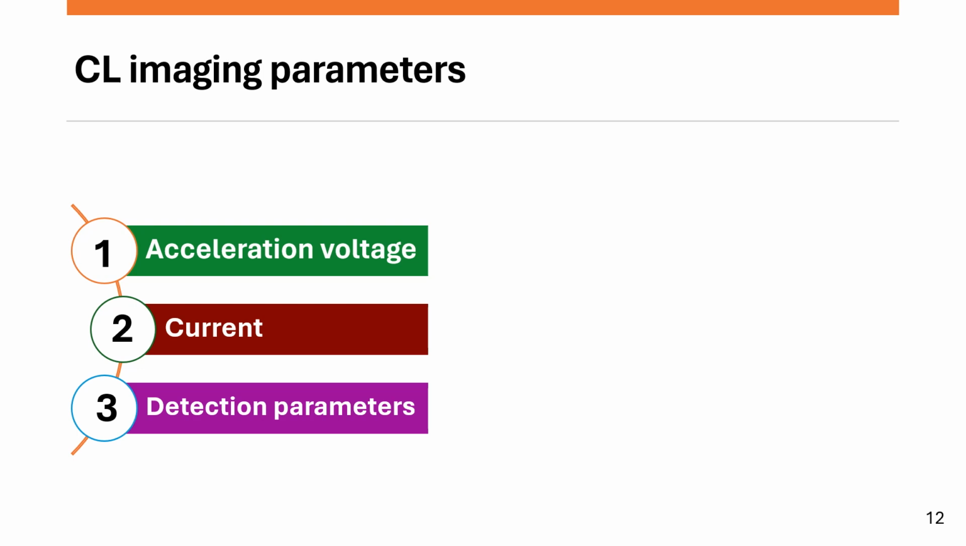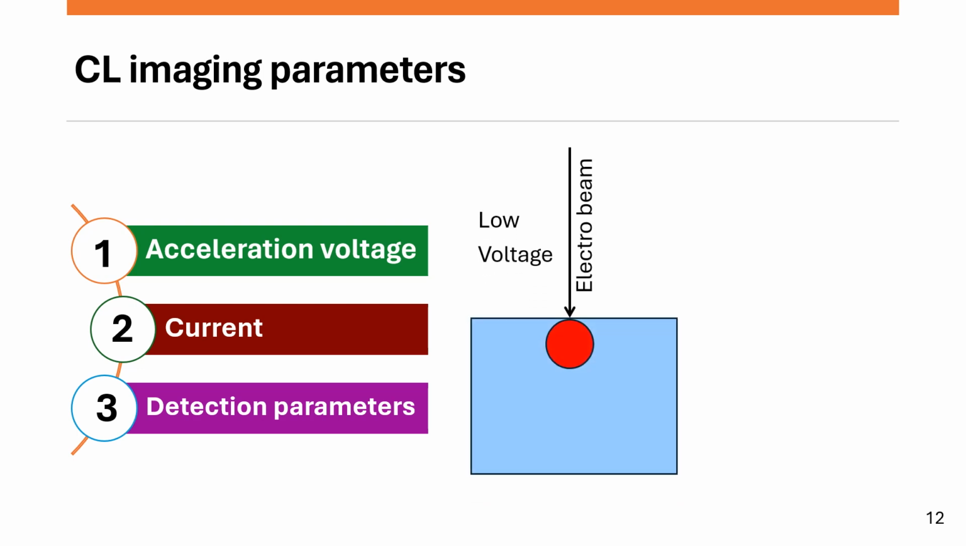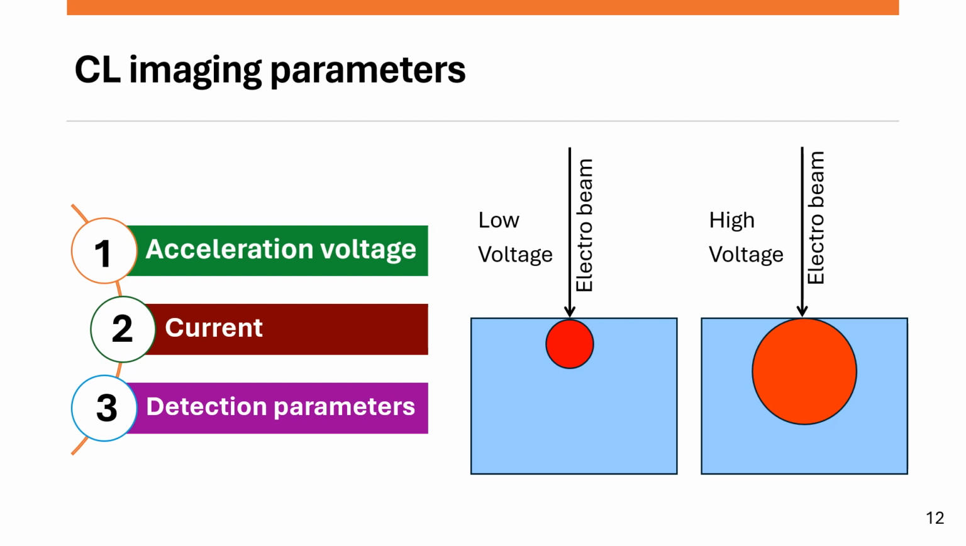First is acceleration voltage, second is current, and third is detection parameters. If we use a low voltage, it will not penetrate the sample that much, as compared to a high voltage, which will penetrate more volume and result in more CL. That's what we think. But there is also one possibility: high voltage can result in more noise. It can also sometimes break the bonds, or we can get misleading information. So it's not always good to keep the voltage high.